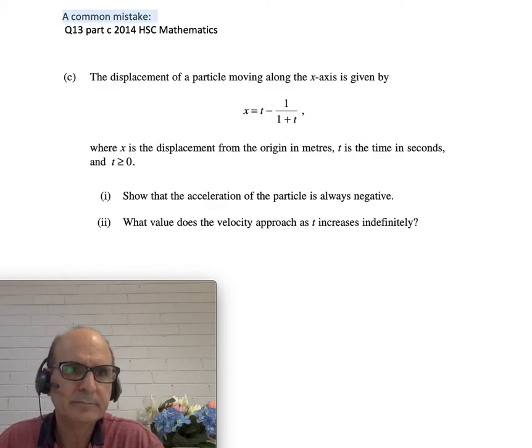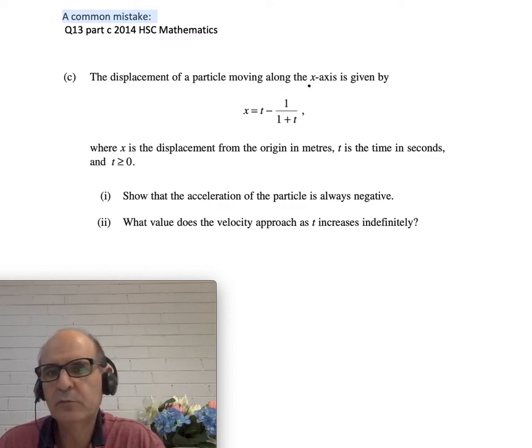The displacement of a particle moving along the x-axis is given by x equal to (t minus 1) on (1 plus t), where x is the displacement from the origin in meters, t is the time in seconds, and t is greater than 0. Part 1: show that the acceleration of the particle is always negative.